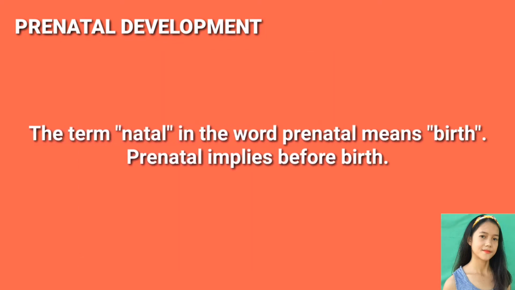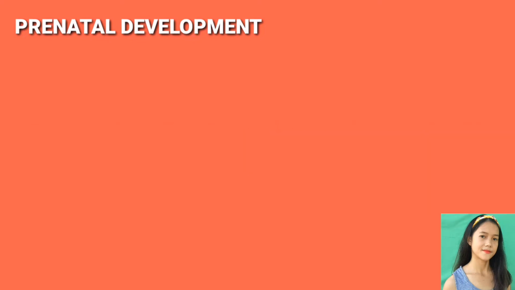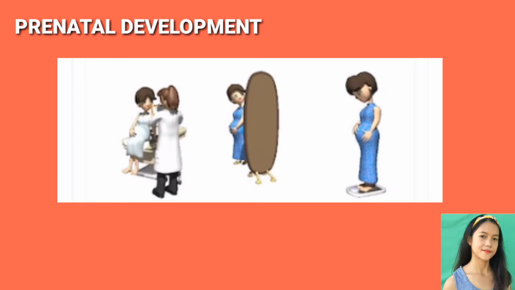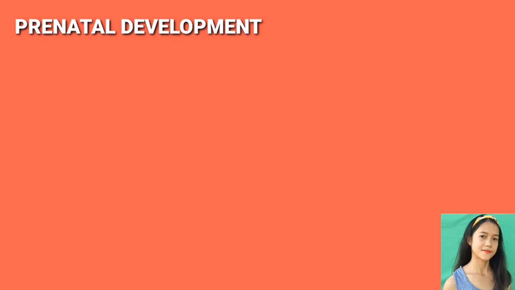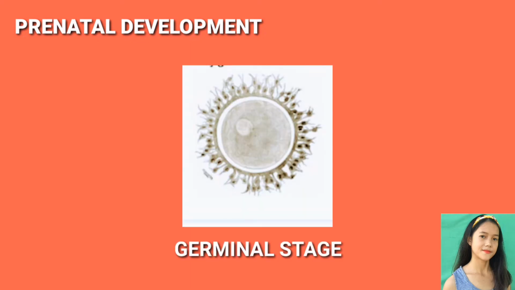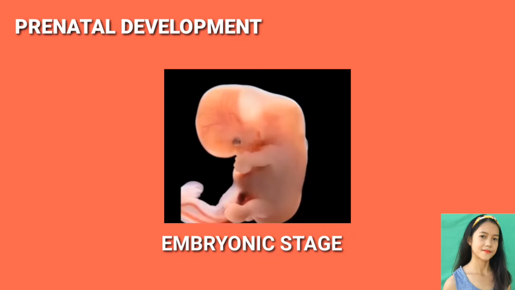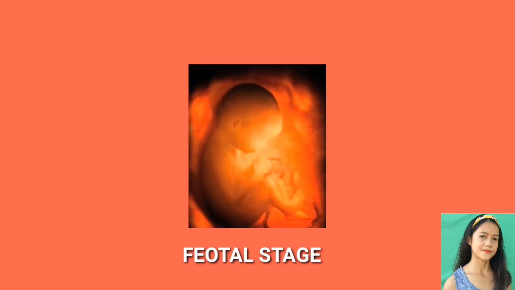The term natal in the word prenatal means birth. So prenatal implies before birth. That is, right from the point of fertilization to the childbirth. This period encompasses the 9 months of pregnancy. Prenatal development is generally divided into 3 stages: the germinal stage, the embryonic stage, and the fetal stage.